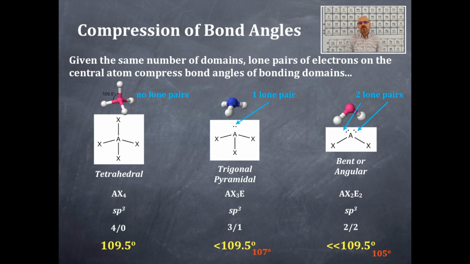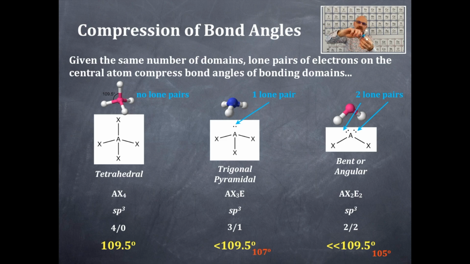So here is that next structure. I've taken off the bonding pair of electrons and put in a lone pair of electrons right here. What this has done is compressed the bond angles here. So instead of 109.5, as you would expect for a tetrahedral arrangement of electron domains, this is actually 107, or less than 109 certainly. This is the trigonal pyramidal structure. The next one is going to be the bent or angular.